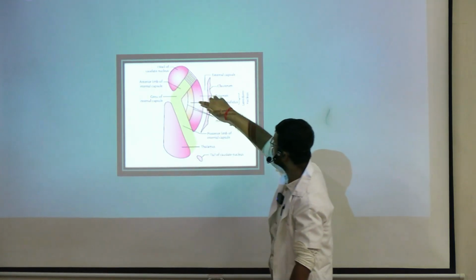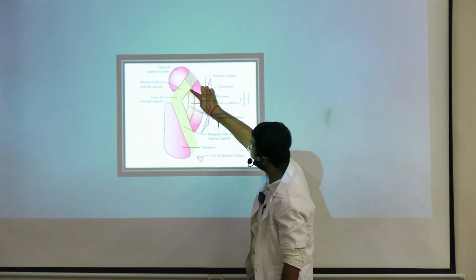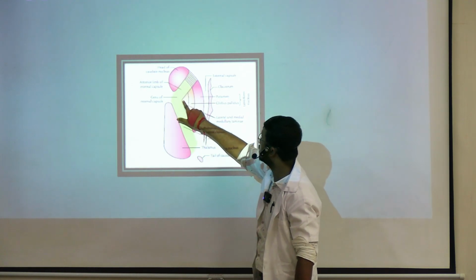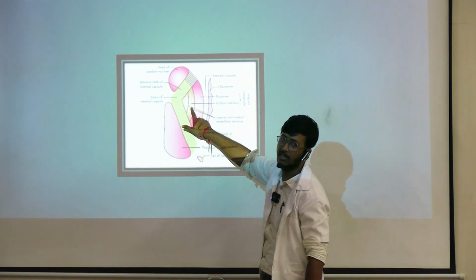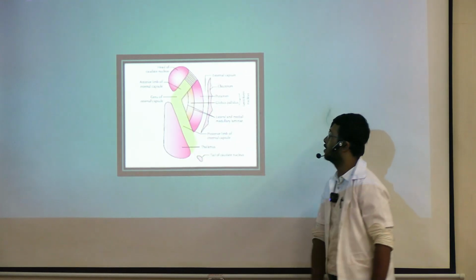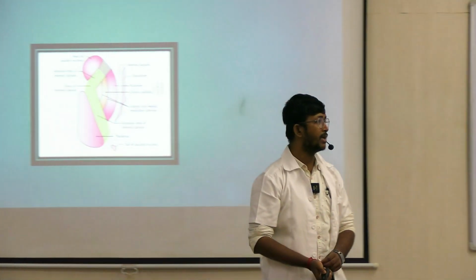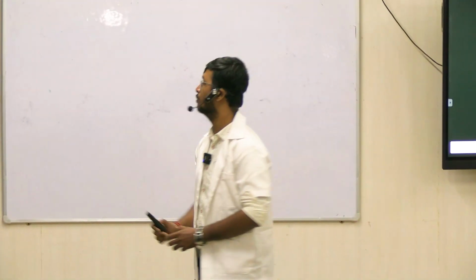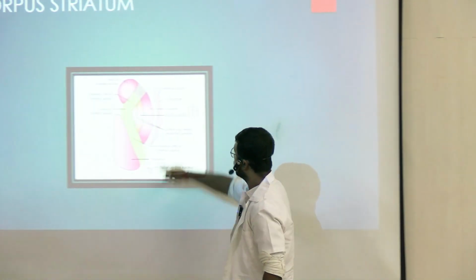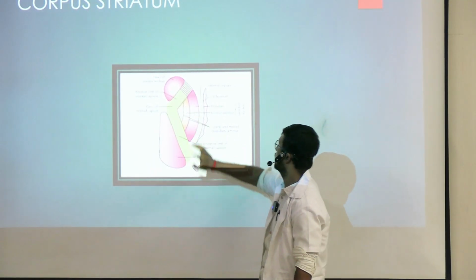Now if you see this globus pallidus, this triangular structure, this is again divided into your globus pallidus interna and globus pallidus externa. Okay, then comes your putamen. So putamen is a very important structure. In medicine you will study that most of the intracerebral hemorrhage occurs in the putamen area due to hypertension. So bleeding occurs in this region mainly.